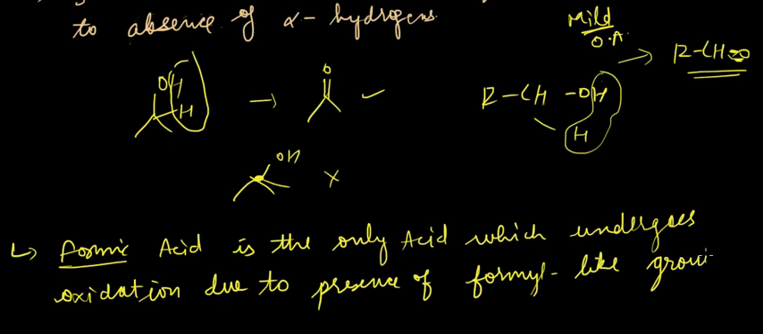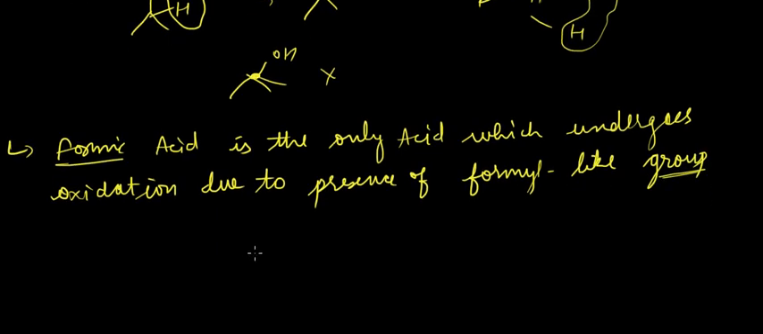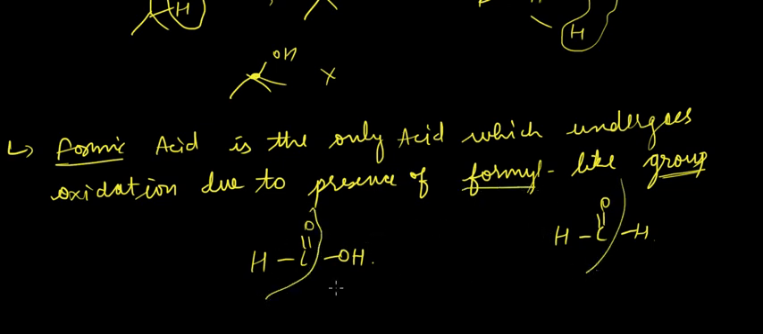Because if you see the structure of formic acid and formaldehyde, it is a formyl-like group, hence oxidation happens easily compared to other acidic groups.